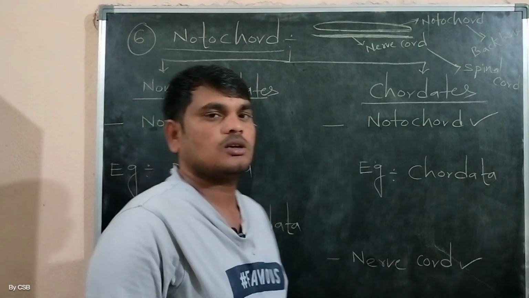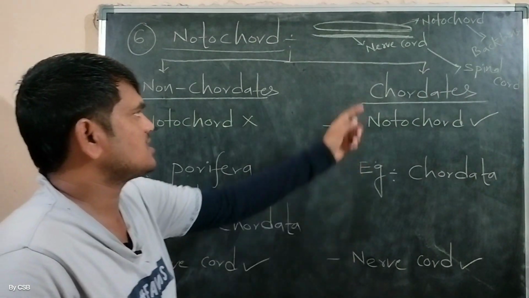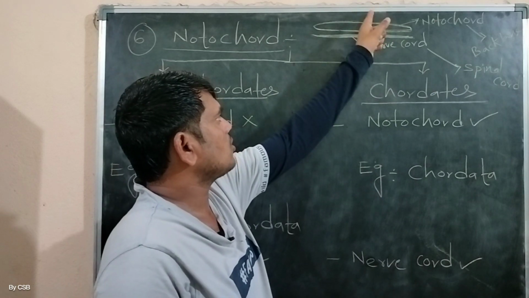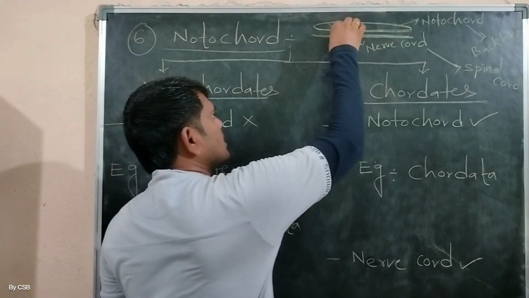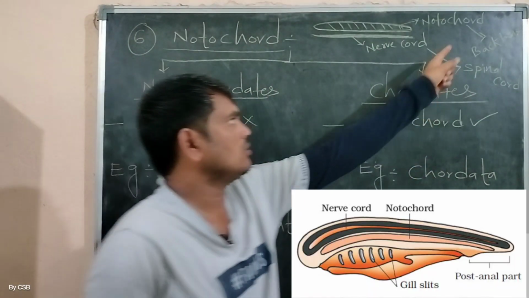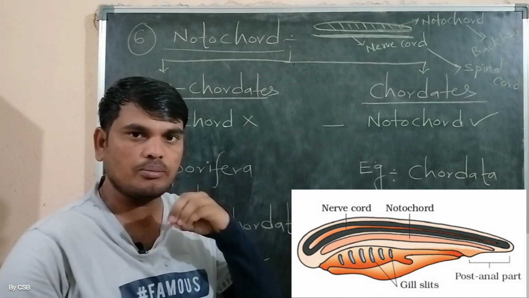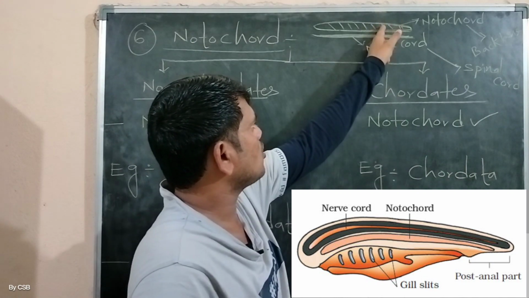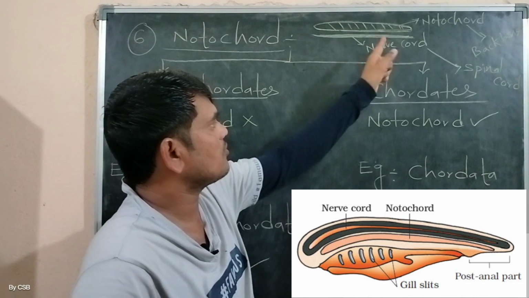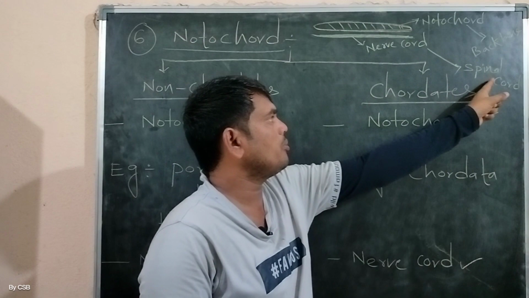Next topic is notochord. Notochord is a solid rod-like structure present in the embryonic stage. Further it will develop into the backbone. Let me take a human being as an example. In man, at the embryonic stage, the solid rod-like notochord is present. Not only notochord, but we can also observe the presence of a nerve cord. Notochord will develop into the backbone, and the nerve cord will develop into the spinal cord.